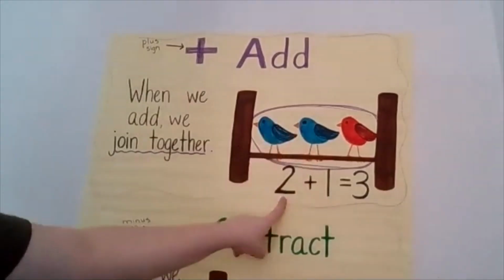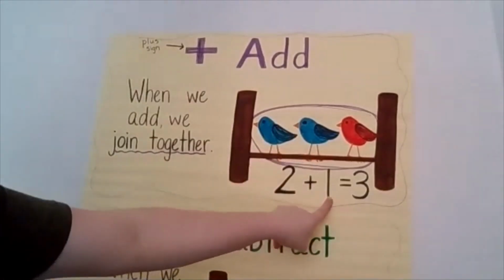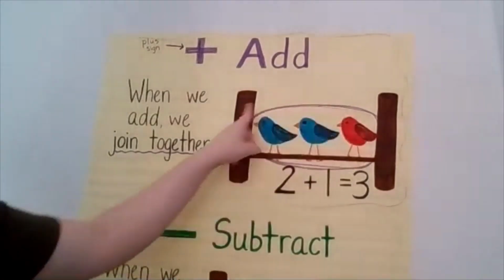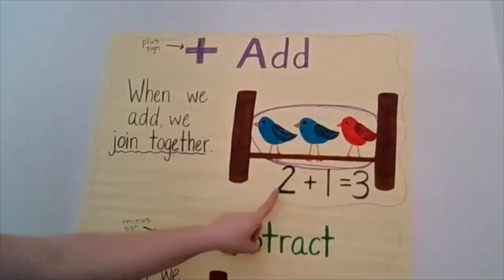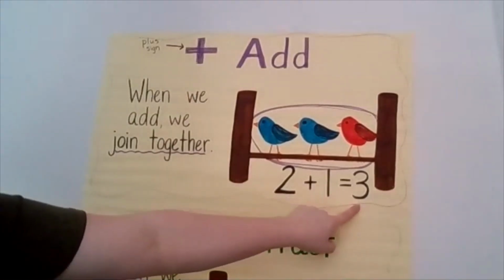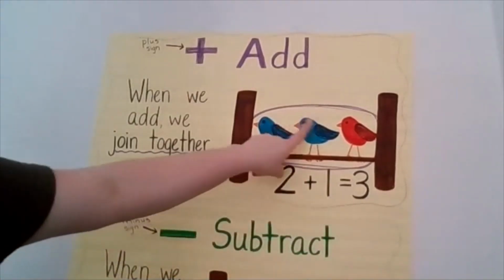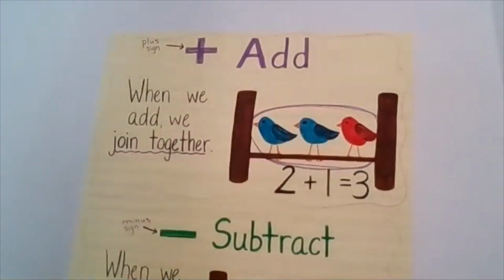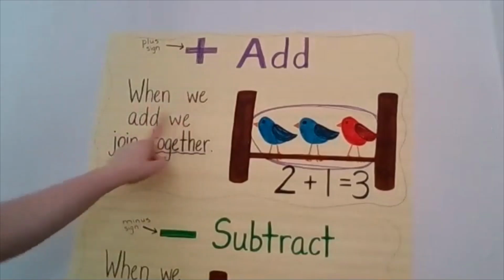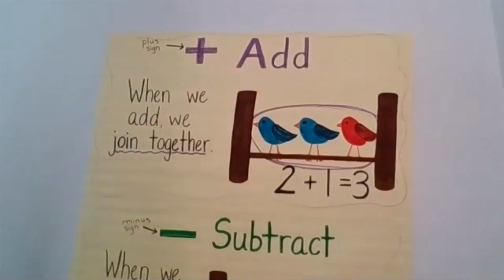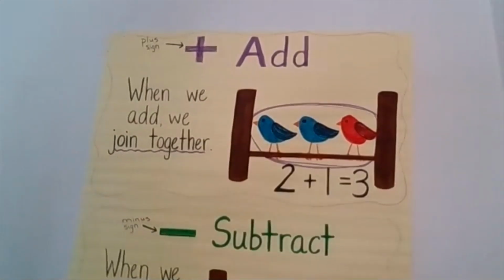We've got two bluebirds and one red bird. And when we add or join those birds together, we get 2 plus 1 equals 3. So we have 1, 2, 3. We join them together. So when we add, we join together. That's what add means. Add means to join together.